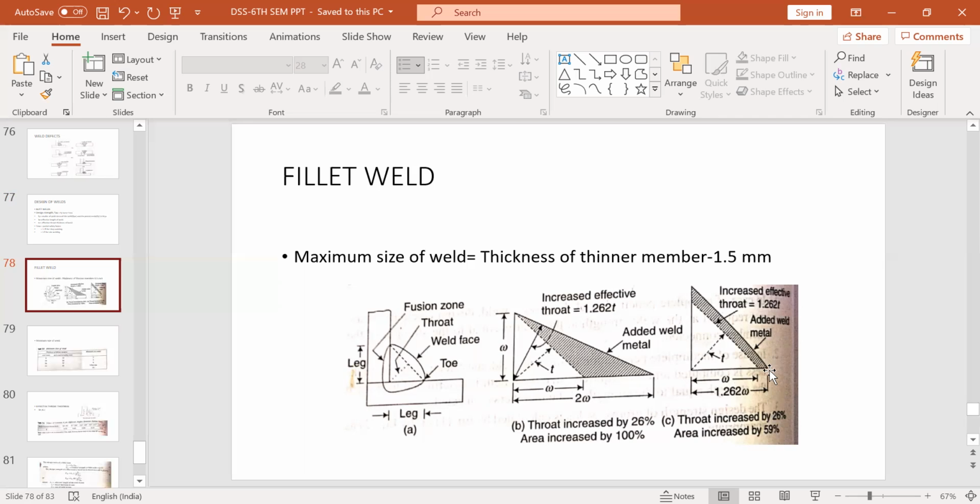So this you can do unequal. The leg length, the size of the weld, can also be unequal. So on one side you take S, on the other side 2S, but generally it is not done, only in rare cases. Generally you take the size on both sides as S and S. So this will be K into S. Now what is K? We'll discuss.